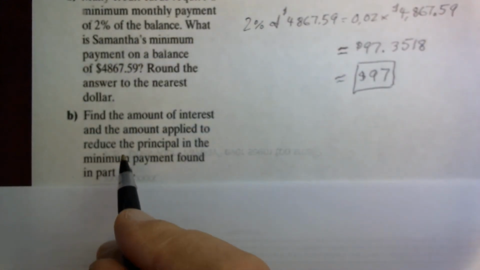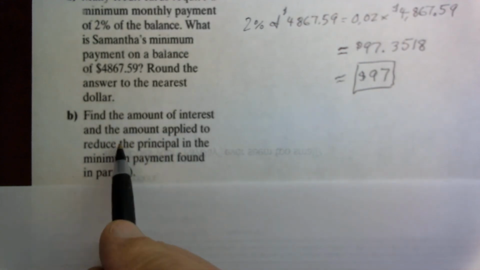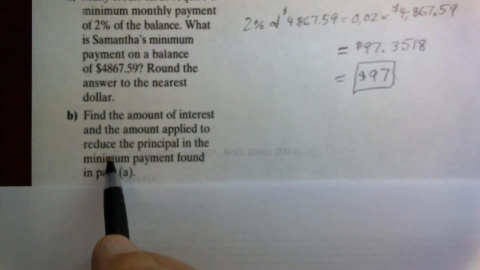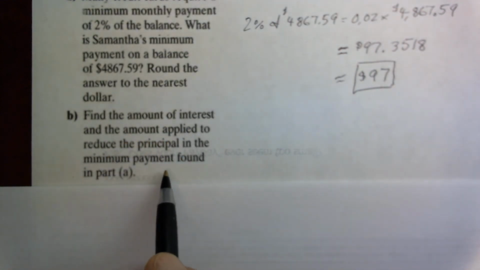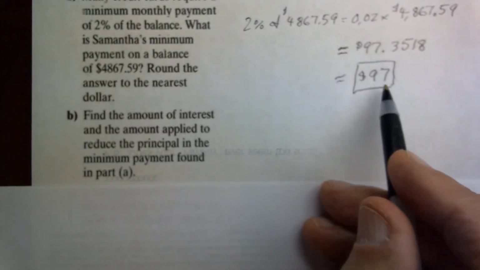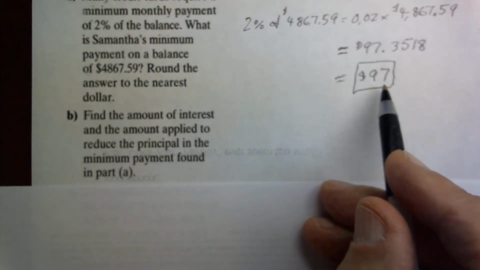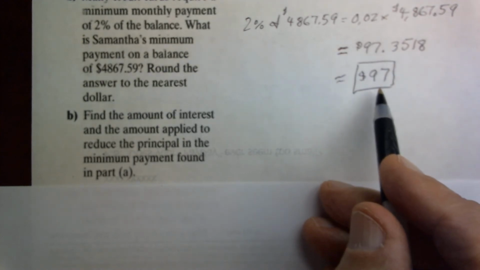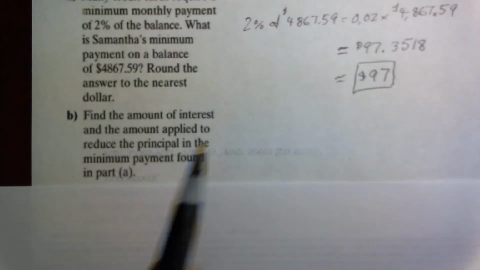Part B asks a different question. Find the amount of interest and the amount applied to the reduced principal in the minimum payment found in Part A. In other words, how much of the $97 goes towards the principal, and what amount is interest?